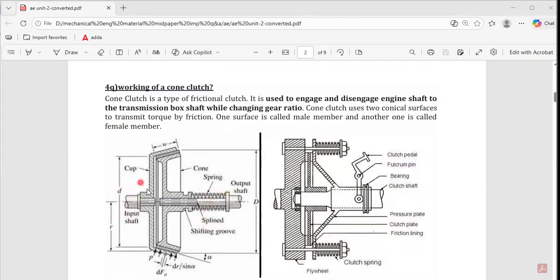This driving shaft is always in this one. Here you are having a pedal. This pedal will press it, and this will come and press this one. It will go and engage with this shaft. This is one shaft, and this is the other shaft. So this shaft is always the engine shaft.